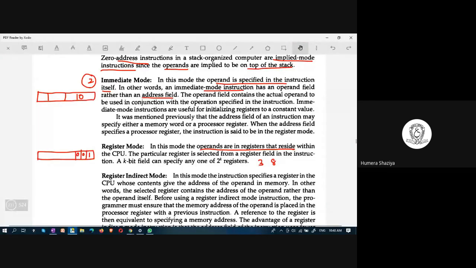In case you have doubt, please ask. Ma'am, explain register mode once again, ma'am.